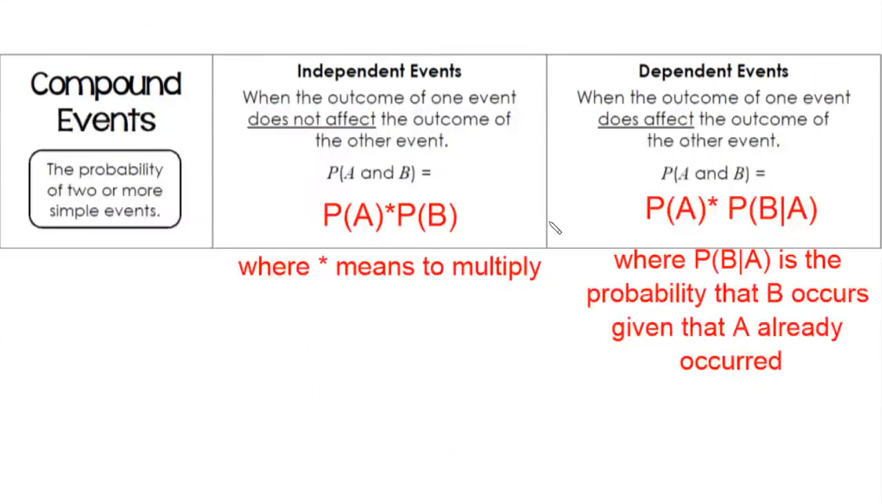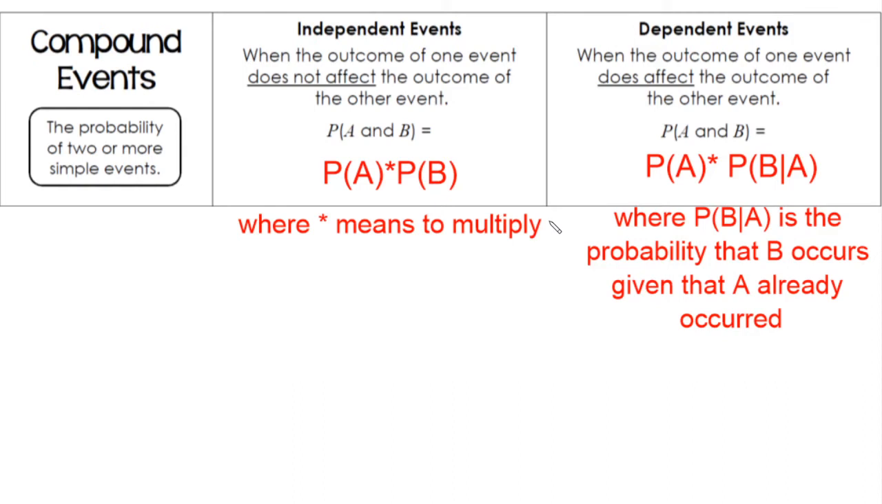All right, moving on. Compound events. Compound events is the probability of 2 or more simple events. It's called independent when the outcome of one event does not affect the outcome of another event. Like you roll 1 dice, right? And then you roll another dice. The second dice doesn't care what the first dice rolled. Those are independent events.